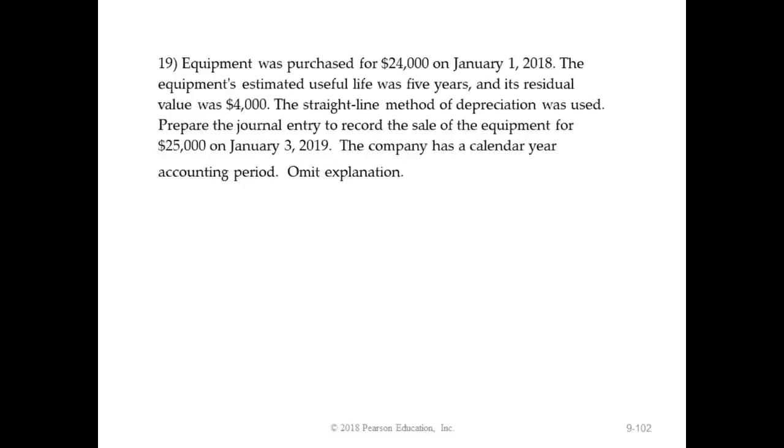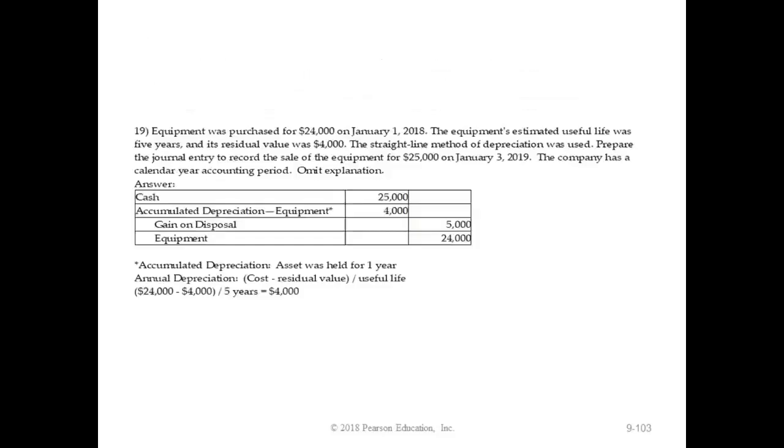Now, equipment was purchased for $24,000 on January 1. The equipment's estimated life was 5 years and residual value of $4,000. Straight line method of depreciation was used. Prepare the entry to record the sale of equipment for $25,000 on January 3, 2019, so a year later. So for the first thing I want to do, let's take a look at the entries, because that's what we're preparing. Now, the entry on the sale of the asset, clearly I'm going to be receiving cash of $25,000, so I'm going to debit cash.